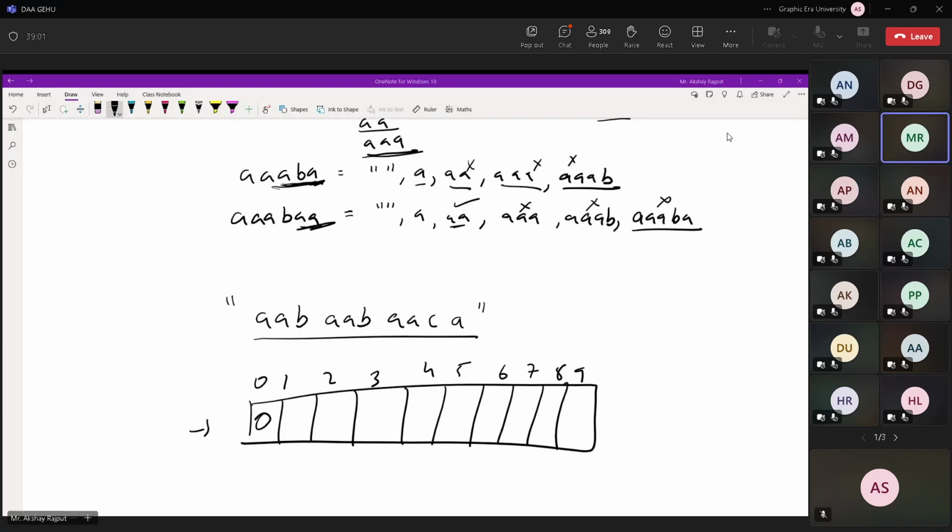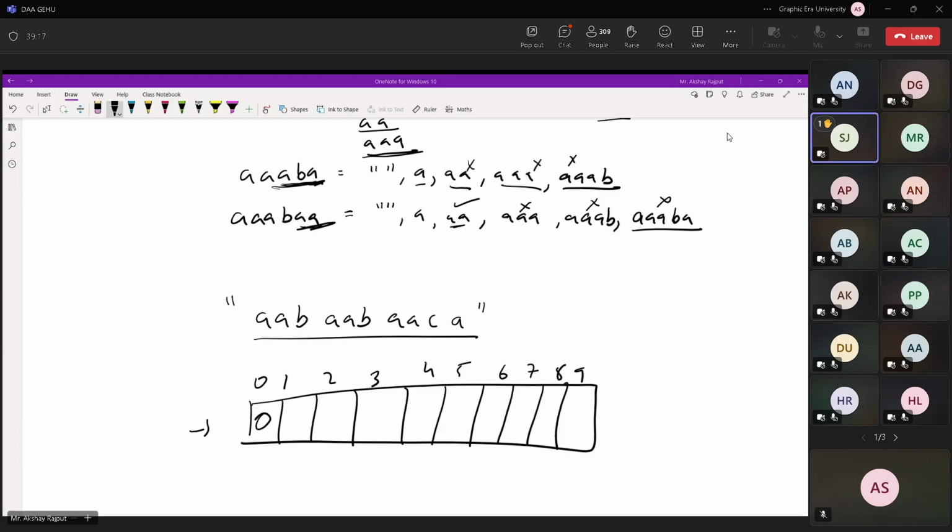Anyone who is able to solve it, raise your hand. Shubham, I am allowing you the mic. Okay, mic is allowed. Now tell me, how did you solve this?